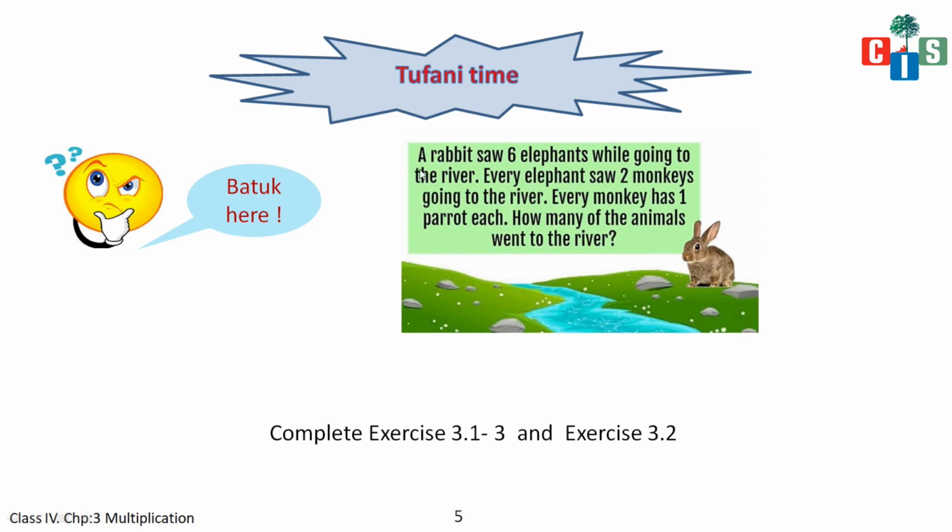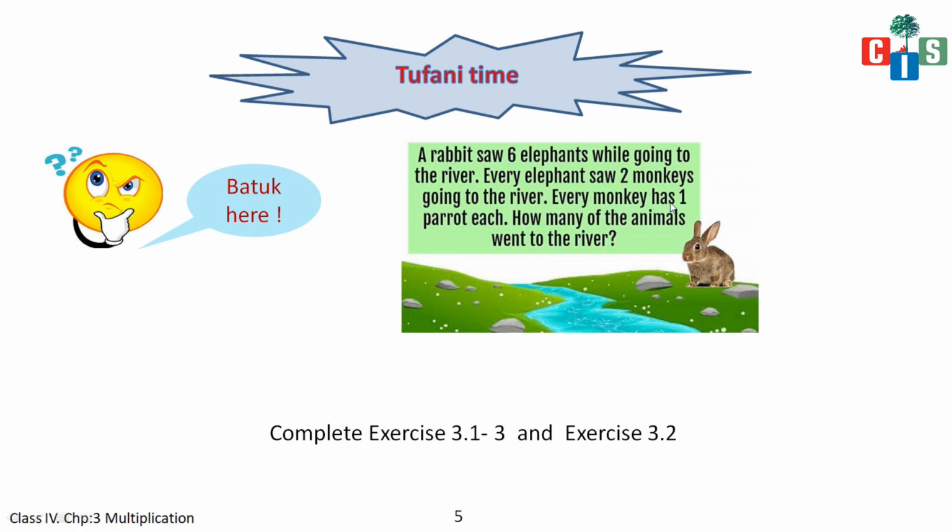So let's see. A rabbit saw 6 elephants while going to the river. So the rabbit is going to the river. He saw elephants or other rabbits or monkeys or anything, but he saw that, and only the rabbit is going. Okay. And then every elephant saw 2 monkeys going to the river. So monkeys are going to the river. Elephants are not going to the river. So 2 monkeys, fine, and 1 rabbit is there.